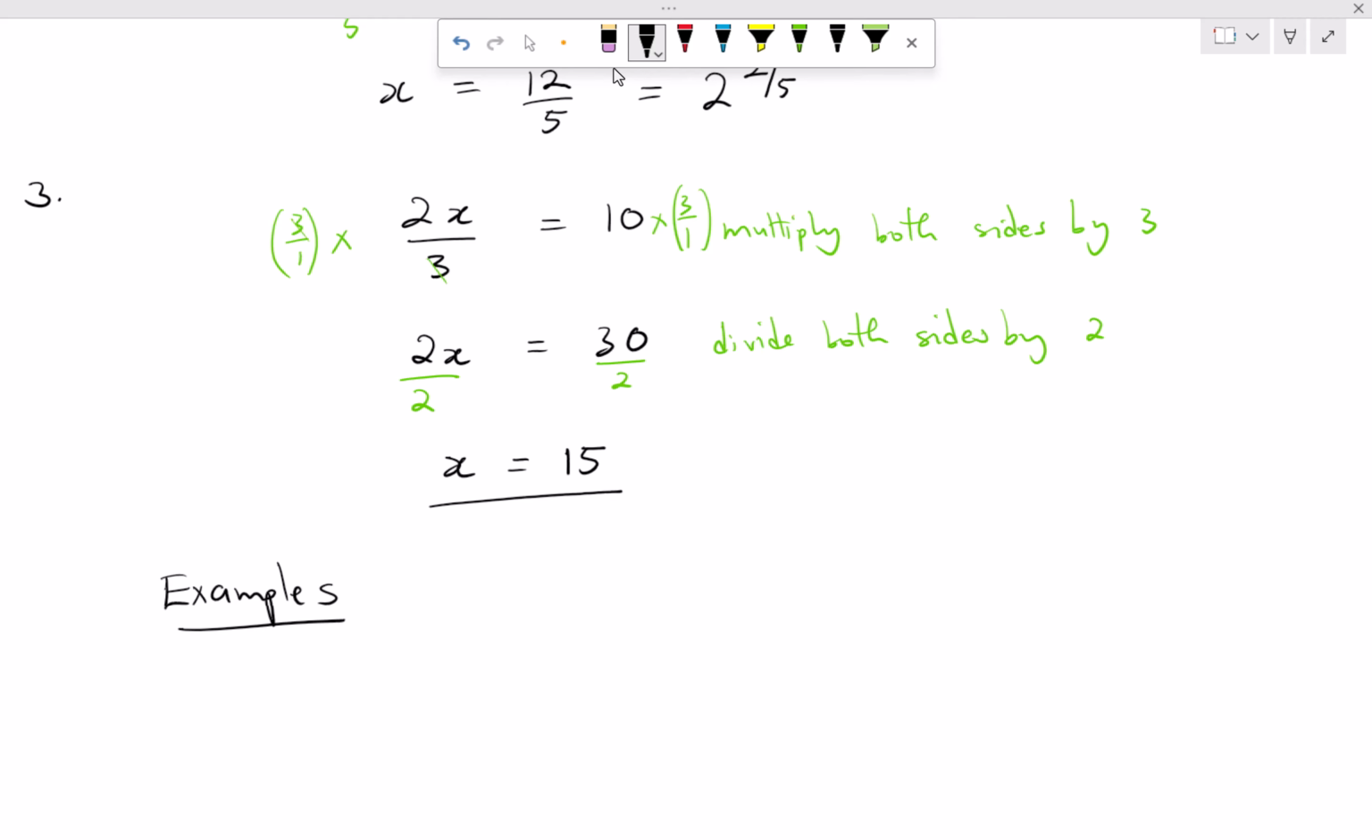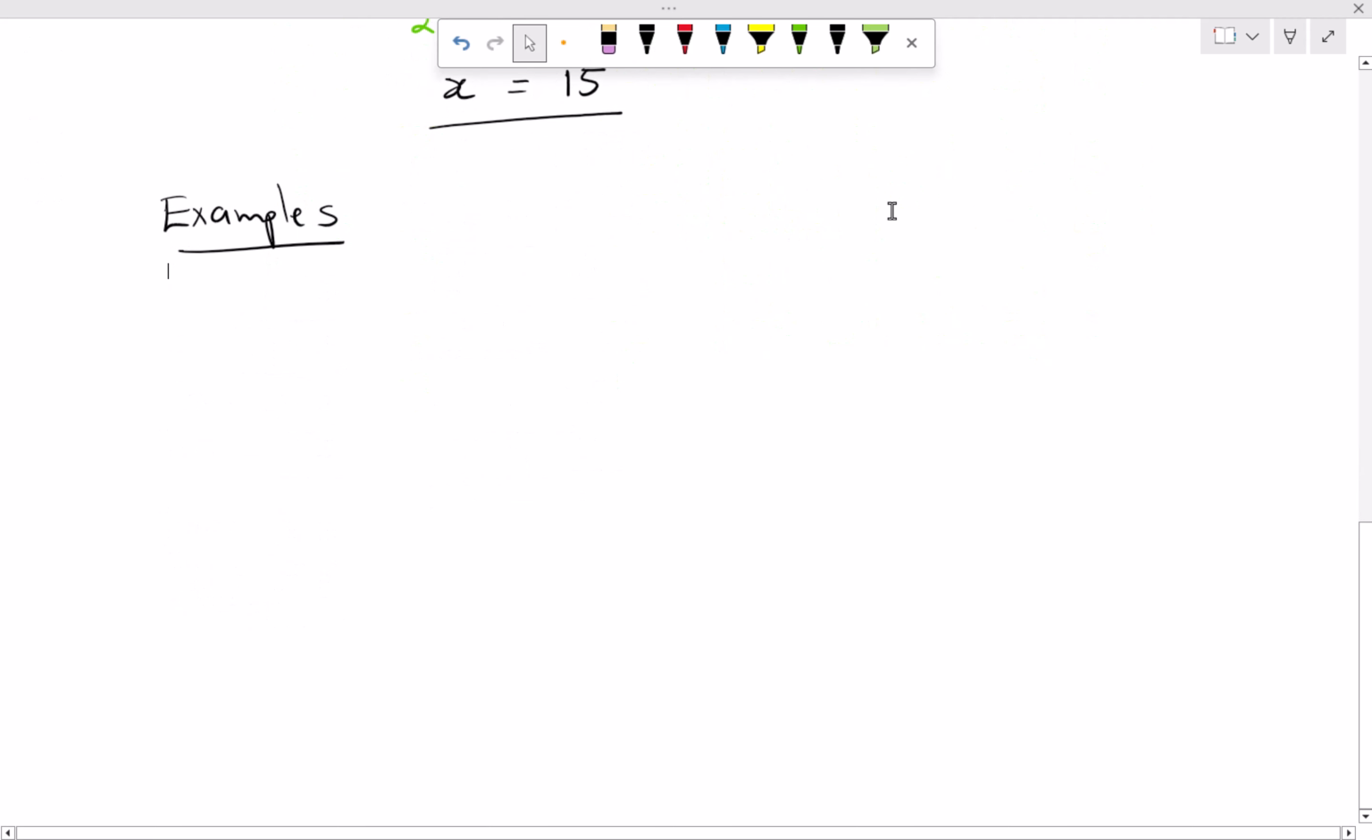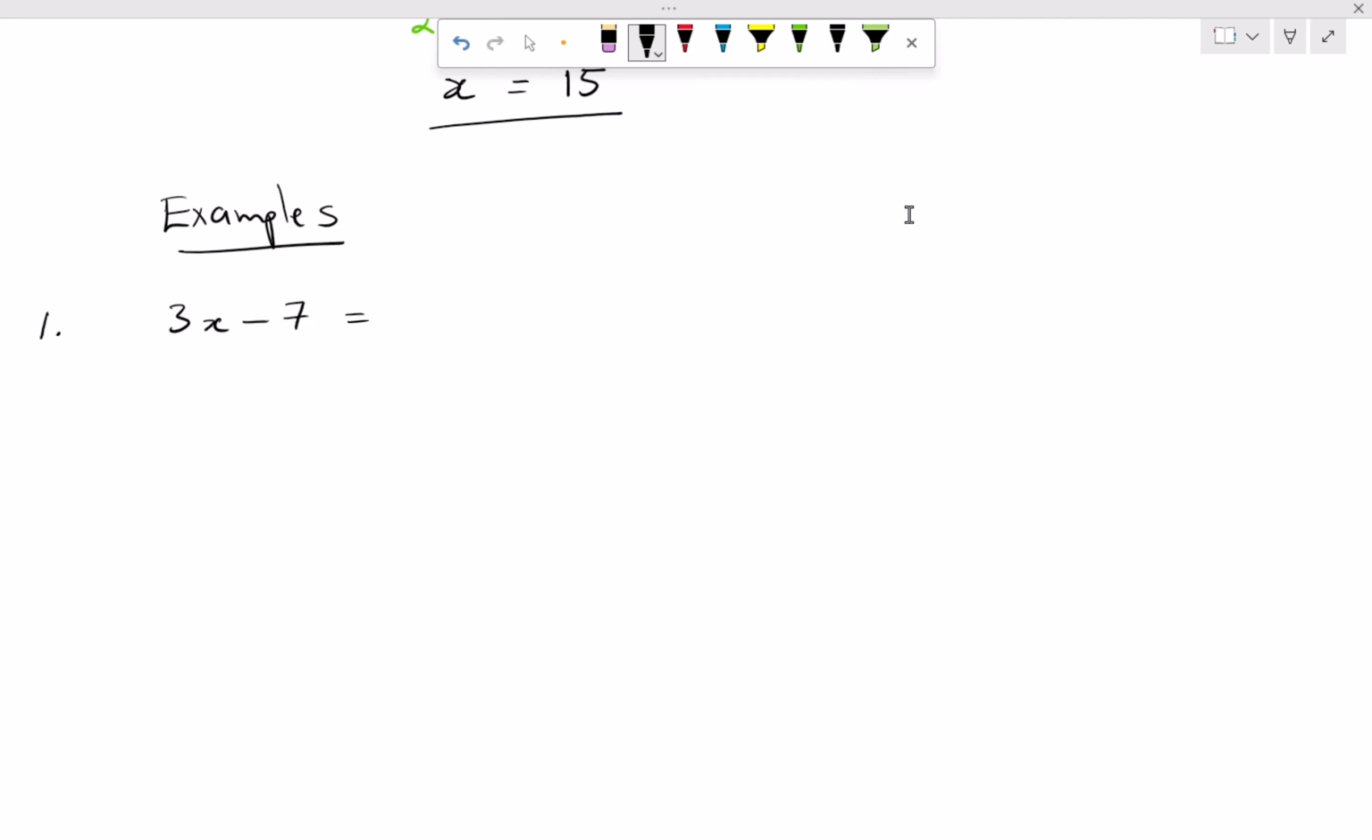Right, going to do a couple of examples. I'll start off with this one. So we have 3x minus 7 is equal to 20. So this is simple. What you want to remain with is 3x on the left side, and we have 20 plus 7 on the other side, because remember, we are collecting like terms, right?